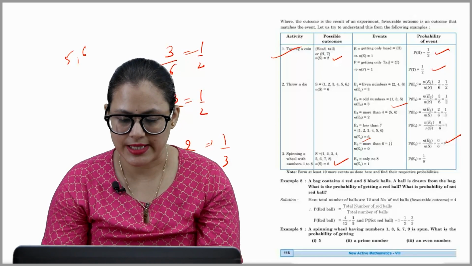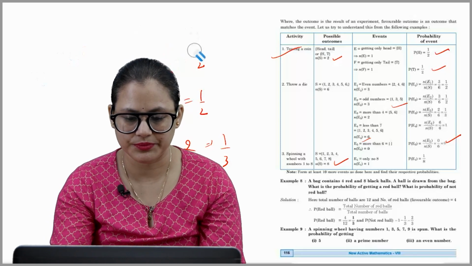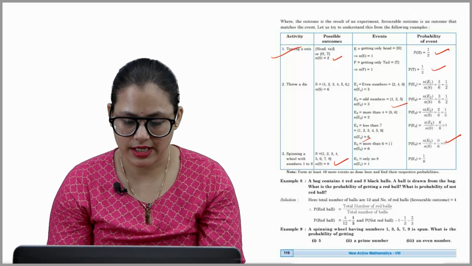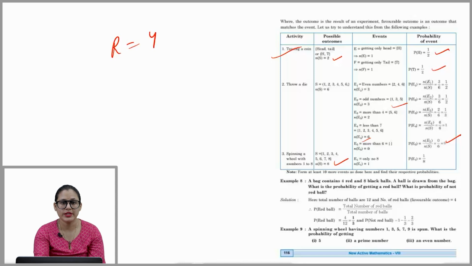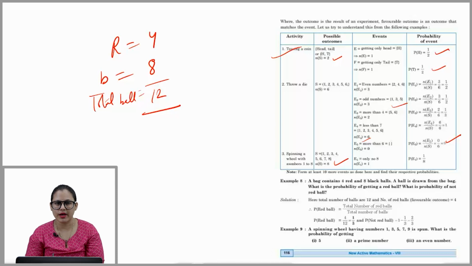Note, form at least 10 more events as done here and find their respective probabilities. Okay. Let's do example 8. A bag contains 4 red balls, 4 black balls, 8. First, we will find total balls. Total balls 12.